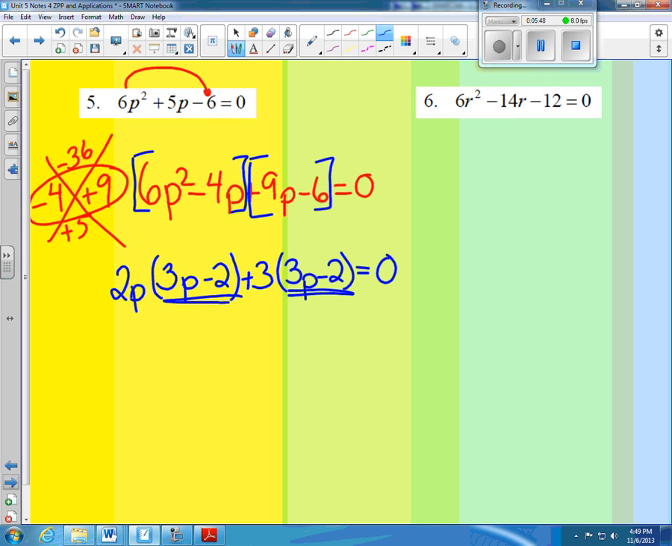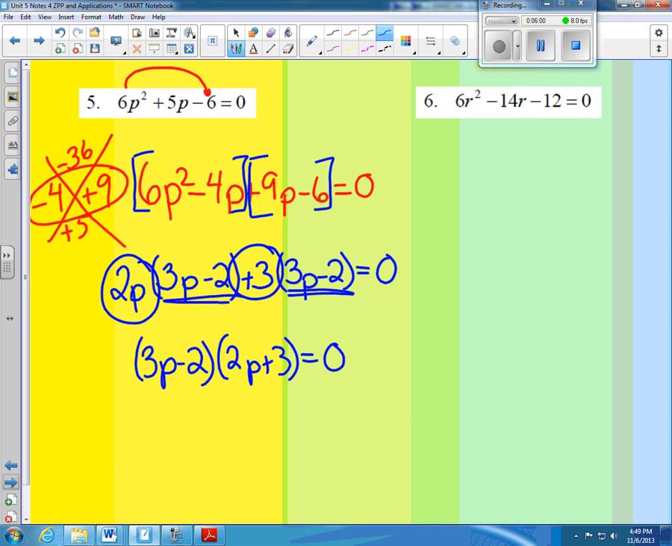Don't forget to tack on the equal 0. This is wonderful that we see our two sets of parentheses are the same. So we have 3p minus 2, and then our leftovers go into the other set of parentheses: 2p plus 3 equals 0. This problem is not done now, but I think that you are all competent enough to finish it. Set our first set of parentheses equal to 0, solve for p, and do the same for the second set of parentheses. All right, 6 is all yours, ladies and gentlemen. Don't forget, a is not equal to 1, so multiply your first term times your last term.